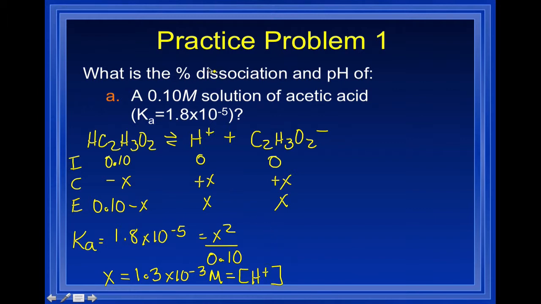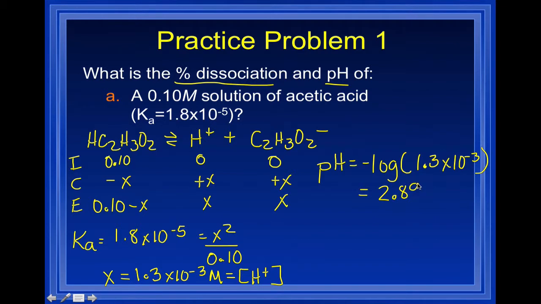So we need to calculate the percent dissociation and the pH. I'm going to start with pH. pH is just the negative log of x, that H+ that we found, so 1.3 times 10 to the negative third. And when I plug in that, I find a pH of 2.89. And that makes sense. I'm dealing with an acid.